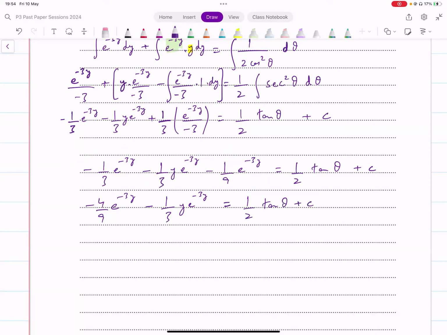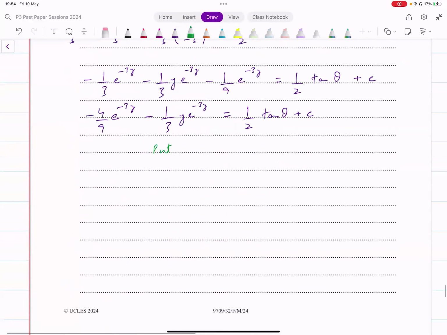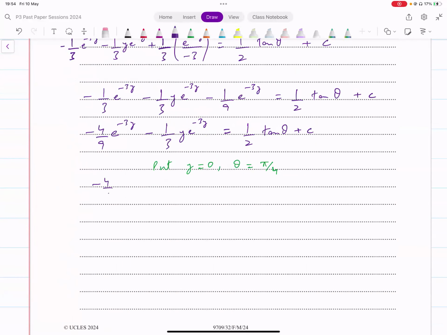And now we need to find the value of c. How do you find the value of c? You put the values that are given to you. y = 0 and theta = π/4. Put y = 0 and theta = π/4. Okay. y = 0, what does that become? Minus 4/9 into e^0, minus, since y is 0, this just becomes 0.